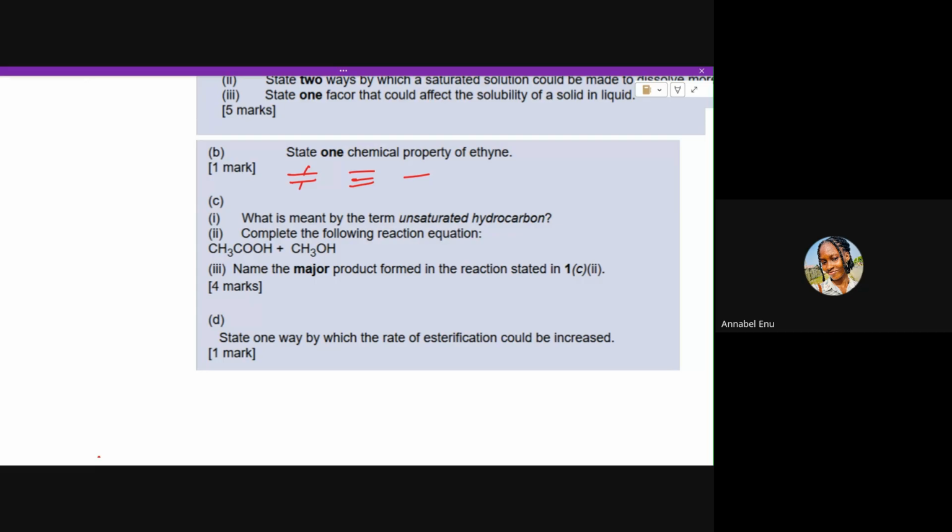Unsaturated hydrocarbons are hydrocarbons that have more than a single bond. Okay? They can be alkenes, they can be alkynes. The carbon to carbon bond, mostly. We are not talking about carbon to another element.